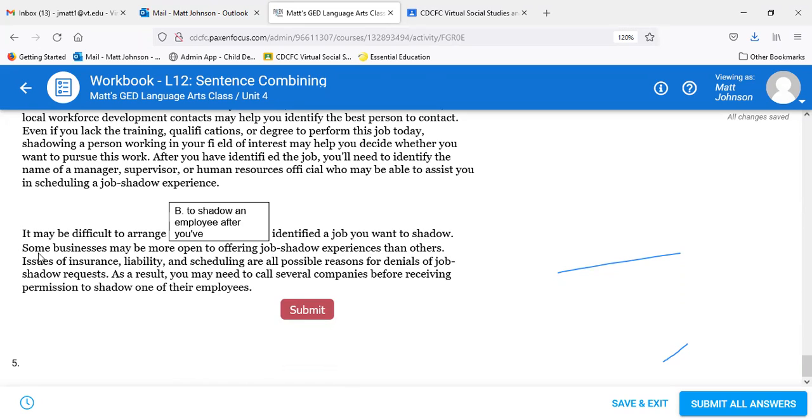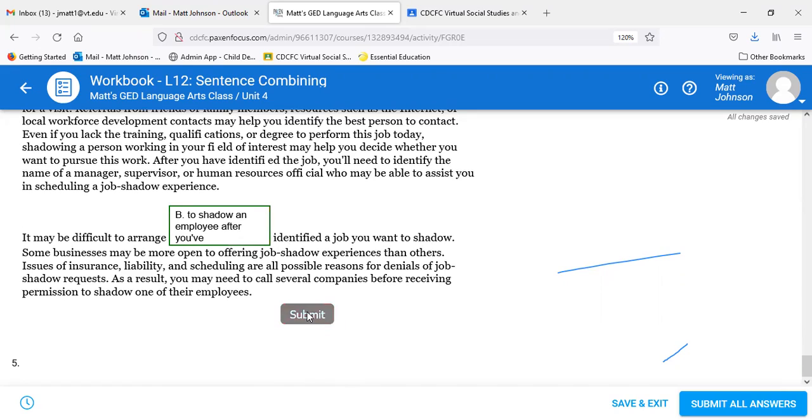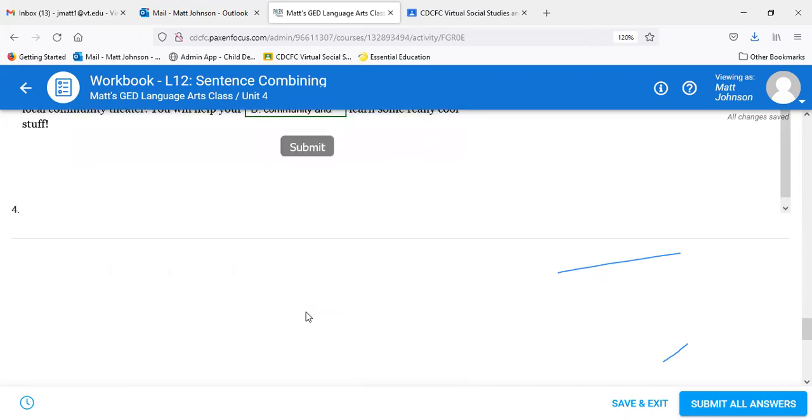Some businesses may be more open to offering job shadow experiences than others. Issues of insurance liability and scheduling are all possible reasons for denials of job shadow requests. As a result, you may need to call several companies before receiving permission to shadow one of their employees. All right, that is the end here.